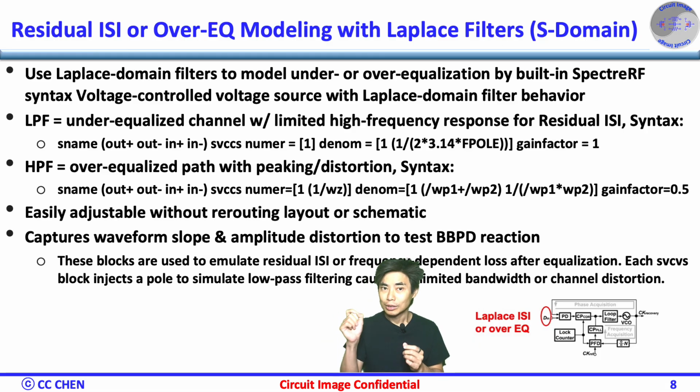Just change a pole or zero. This gives us full control over waveform slope and amplitude distortion. We can now stress the bang-bang PD with messy inputs, just like what a real receiver sees. Let's now see how we model internal loop latency using similar VCVS methods.